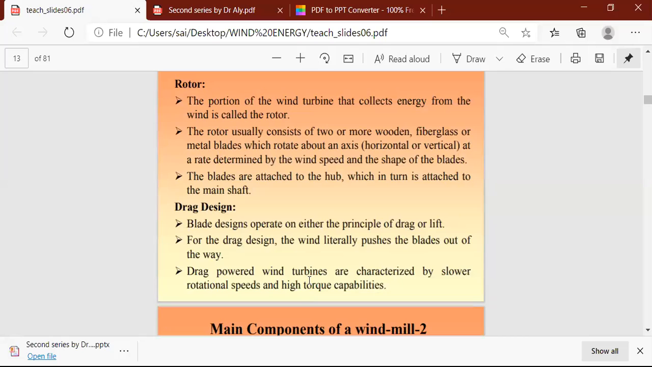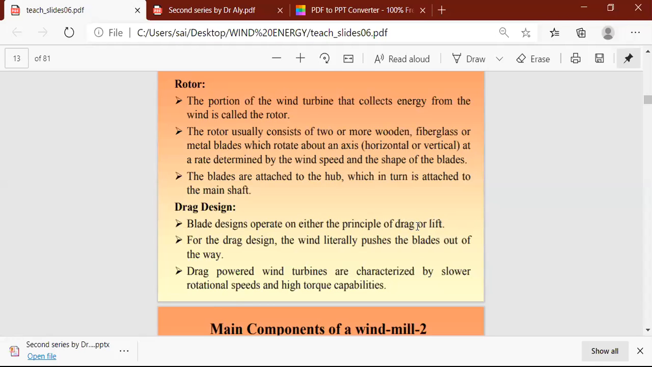Drag design, like aerodynamic design. Drag design means the resistance of air is very minimum, and the air should help to rotate the blade with higher efficiency for production. Blade designs operate on either the principle of drag or lift. Drag means resistance to the movement, and lift provides the acceleration to the movement. So in order to increase the speed of a particular object, we use the lift concept, and we use an aerodynamic shape for reducing drag.